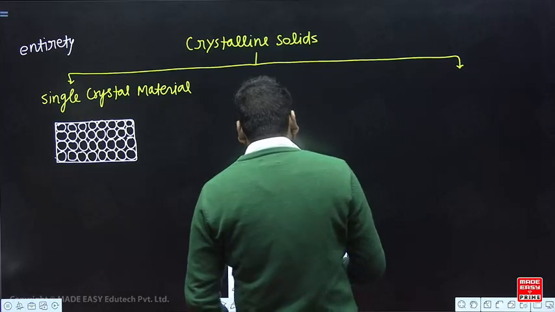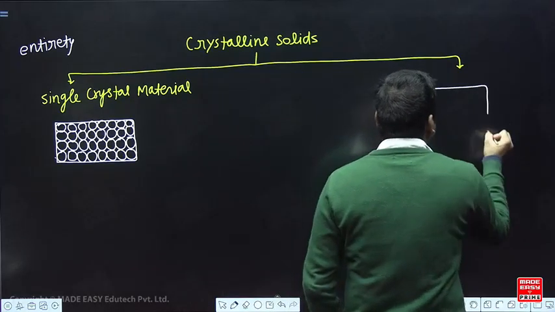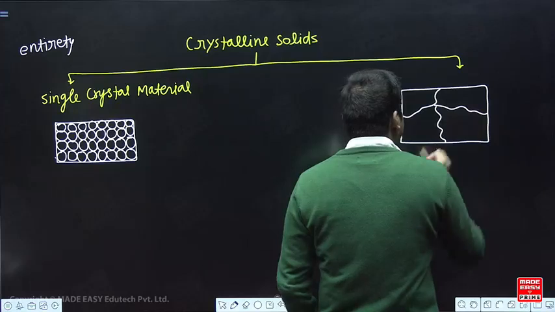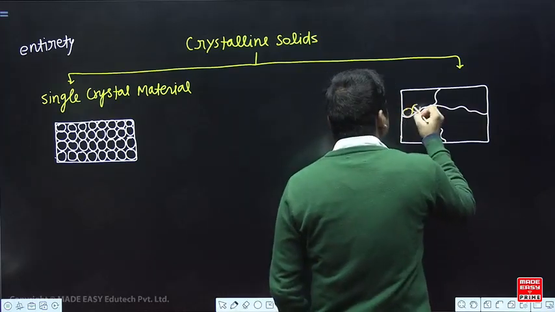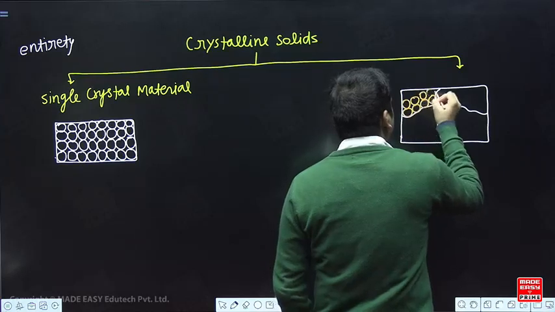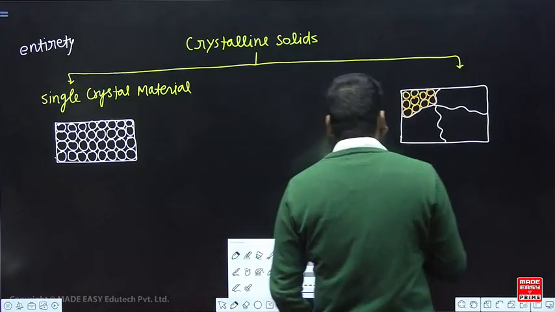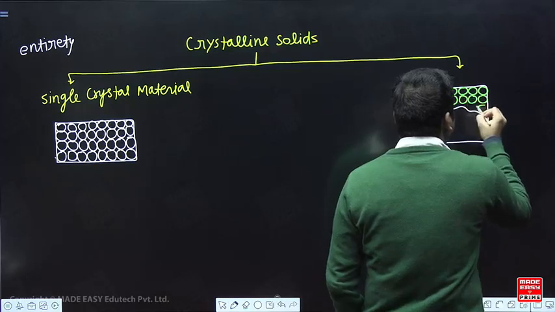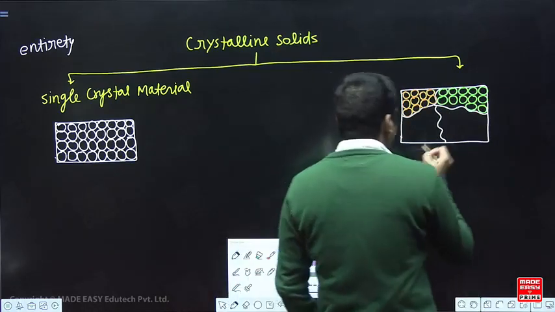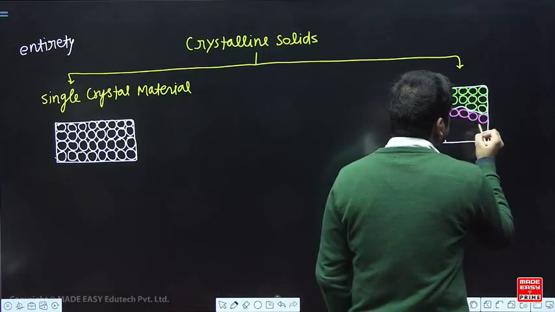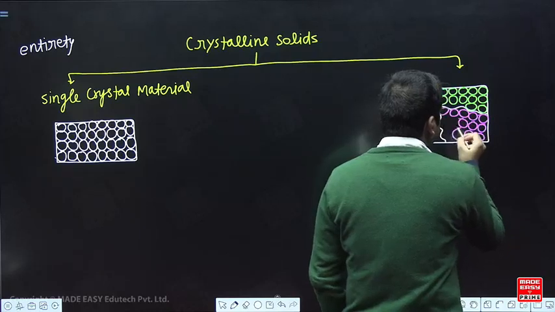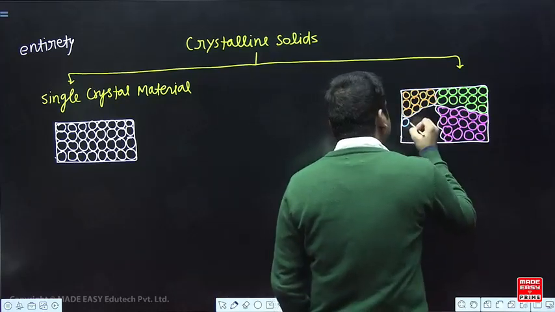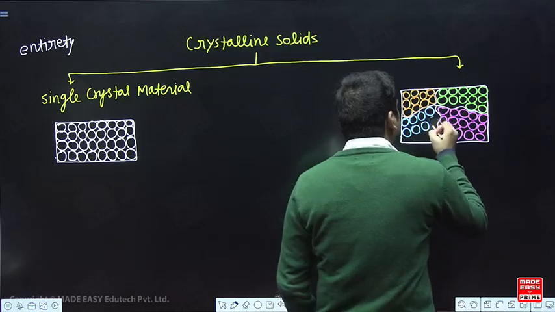Whereas in polycrystalline material, what happens? There are several small regions. In a particular region, all the atoms are arranged in a single orientation. But the arrangement of atoms differs from one region to another region. So in a particular region, all the atoms are arranged in a direction, but the direction of arrangement of atoms is different.